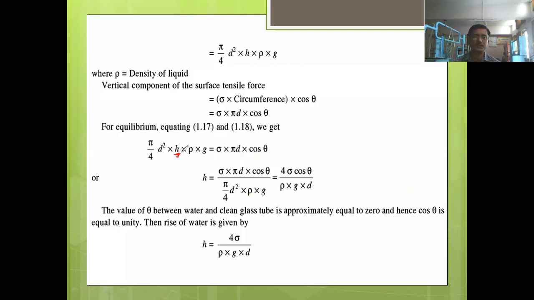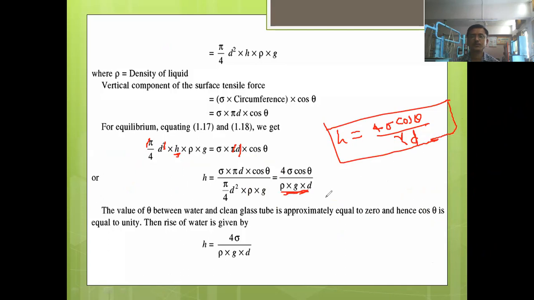Keep h on one side. The remaining terms, pi will cancel here, d square will cancel here, d remains. Right. And then you will get this equation finally. What is that equation? h is equal to 4 sigma cos theta divided by gamma d or rho g d. You can write like this equation or this equation. So this is the equation for the capillary rise. This is the equation to find the capillary rise, which we wrote as the title.